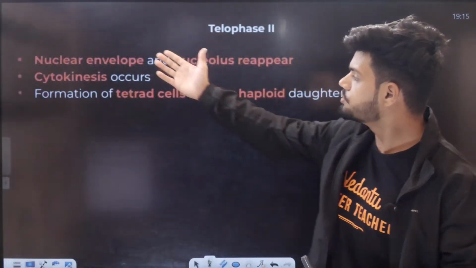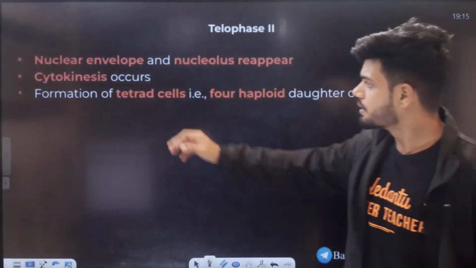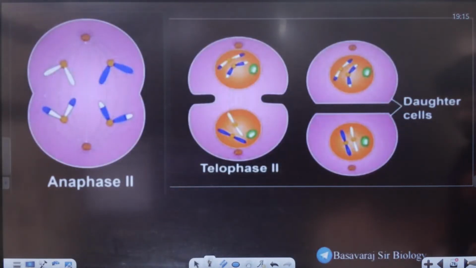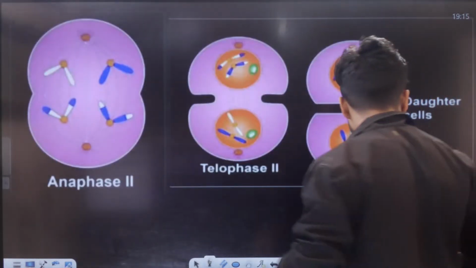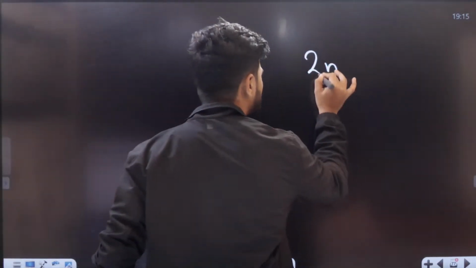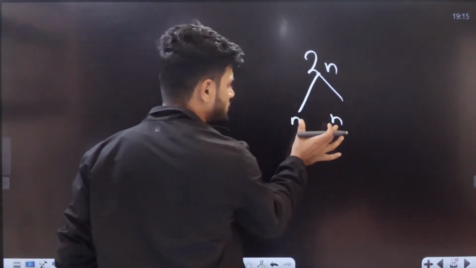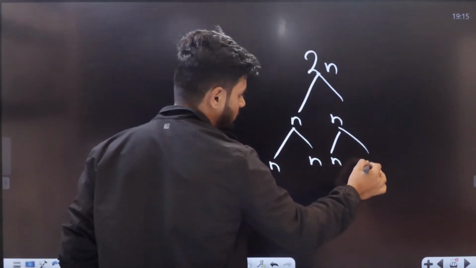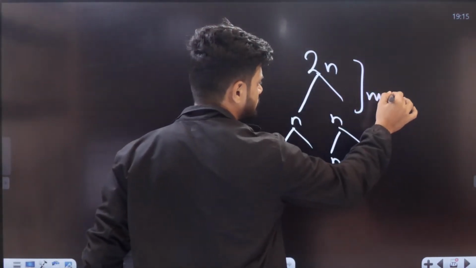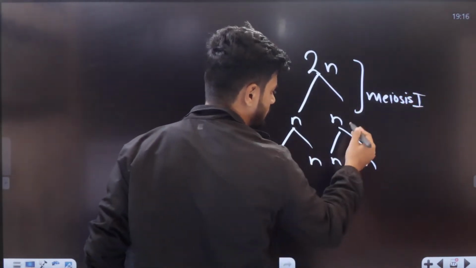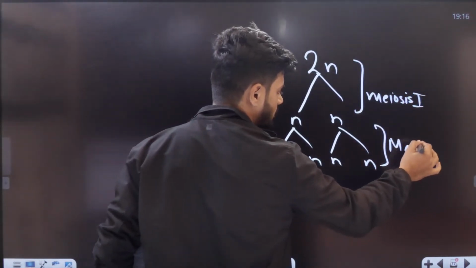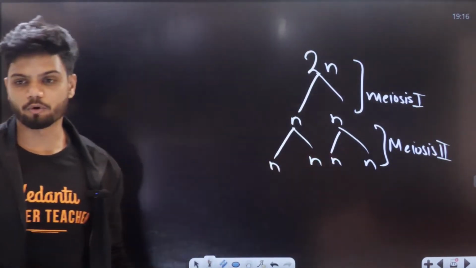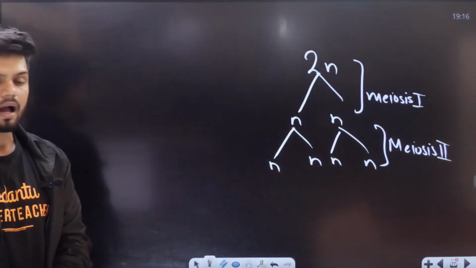In telophase 2, the nuclear envelope reappears again. Now there is formation of a tetrad of cells. That is, the entire 2n gave rise to n. This was a diad, and these two cells underwent division again. Till here it was meiosis 1. From here to here it is meiosis 2. And we end up getting 4 haploid cells in total.